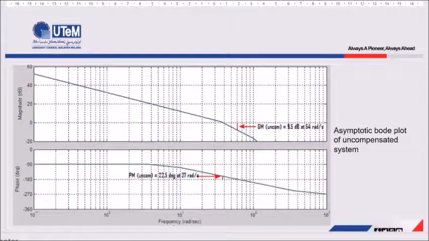Okay, before we can design the lead compensator, we have to plot the Bode plot for the uncompensated system. After we plot both the magnitude and phase plots, we get the gain margin and phase margin equal to 9.5 dB and 22.5 degrees respectively. This gain margin occurs at 64 radian per second, and this phase margin occurs at 37 radian per second.